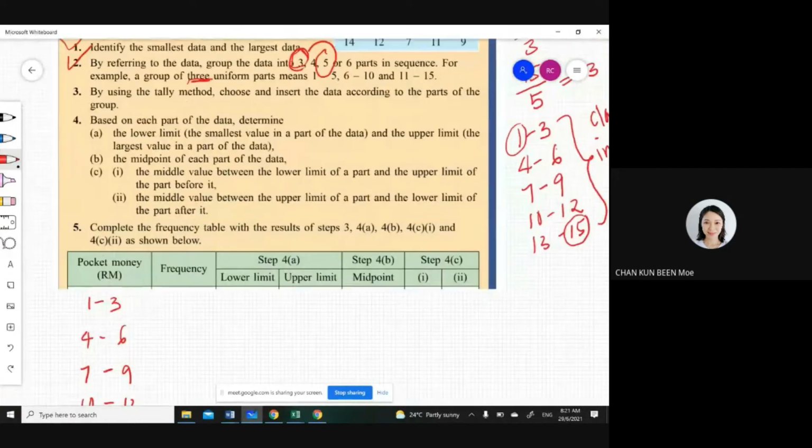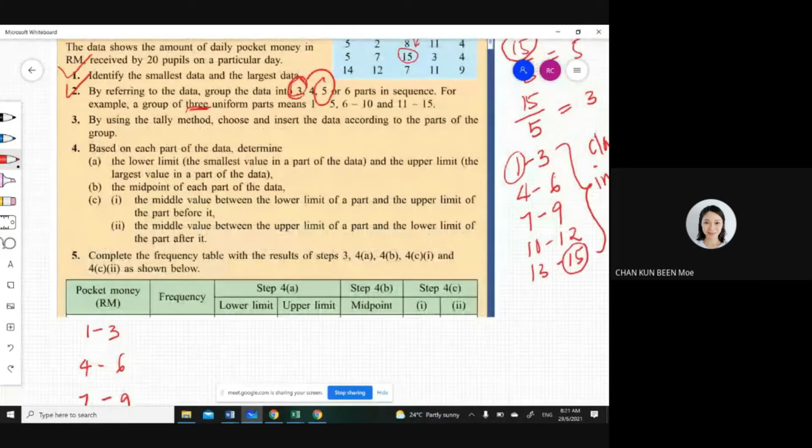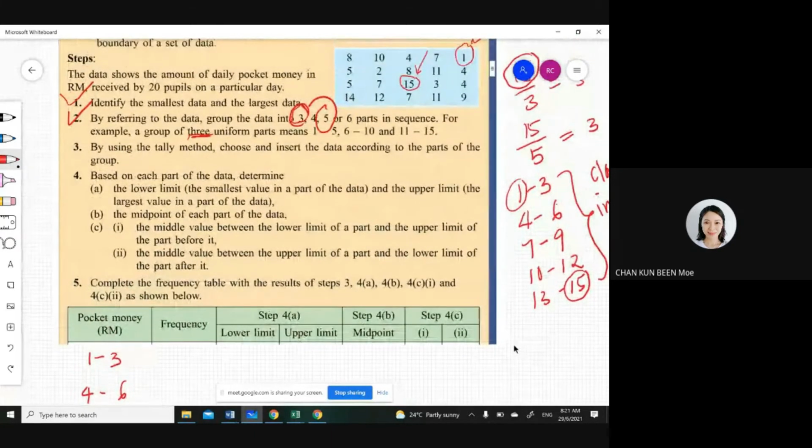Okay, now if you go back to what we have here, how many is the frequency for 1 to 3? How many? This is how you check: 1, 2, 3. Only 3 data, right? So you fill in the frequency as 3.